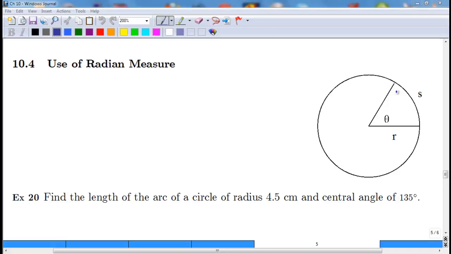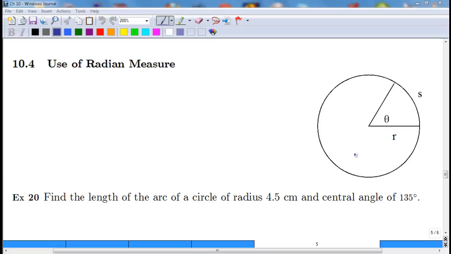This lesson is from 10.4 of your textbook, and it discusses some of the applications of radian measure and angles. The first of which is to talk about the length around, or the circumference, or even just a part of the arc, and the area of what's called a sector.